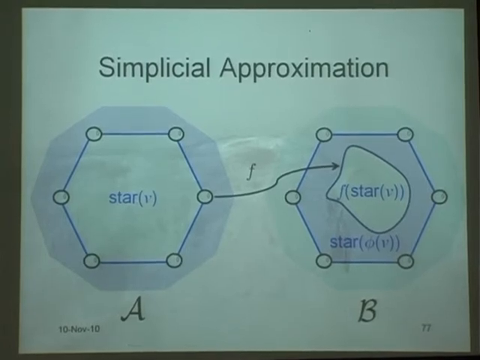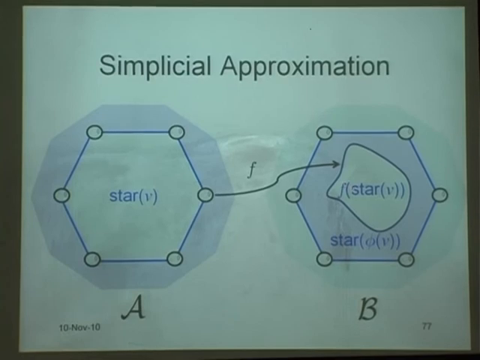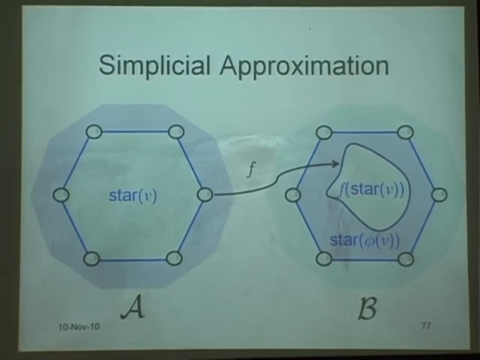The star of V is the set of simplexes that contain V over here. So it is defined independently of any of the functions. The interior of this is an open set, so it has some nice properties. And so we look at the image of the star of V over here, which is not necessarily an open set. And then we want this to lie inside the star of the image under the simplicial map. This is our notion of two maps being close, if it has this star property.